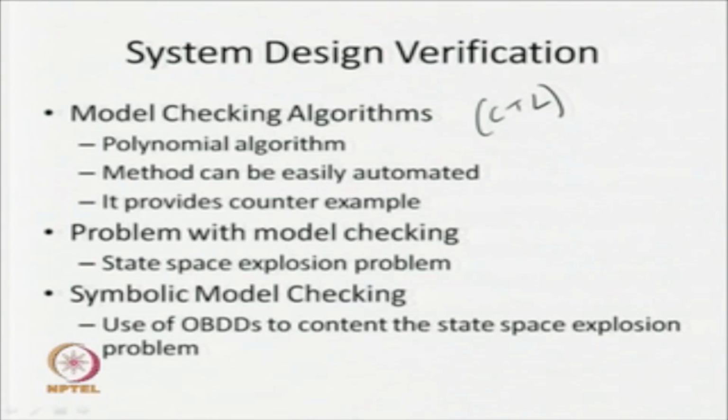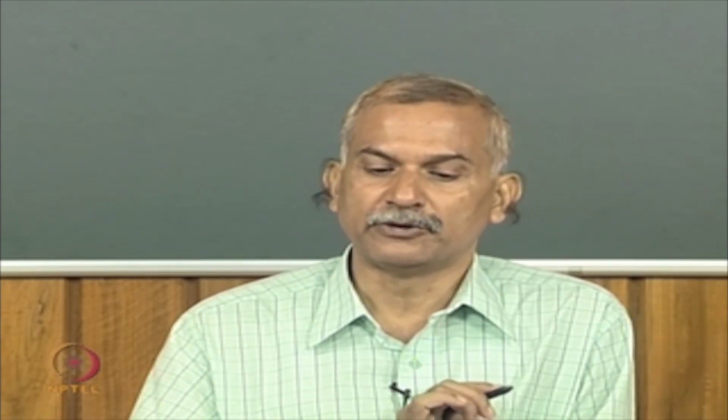Now, since we have an algorithm that is a polynomial time algorithm, it can be automated. That means we can have an automated tool, and I already mentioned some tools like NuSMV and SPIN. Another advantage of this model checker is that it provides a counterexample. If I give a model and a specification or property, then using this model checker, if the property is true, it is going to say that yes, this property is true in your model, you can proceed.